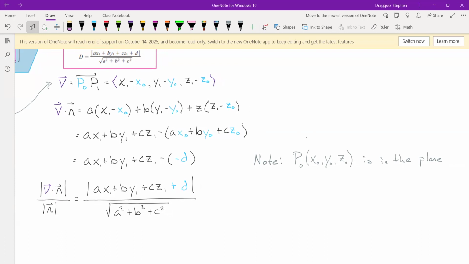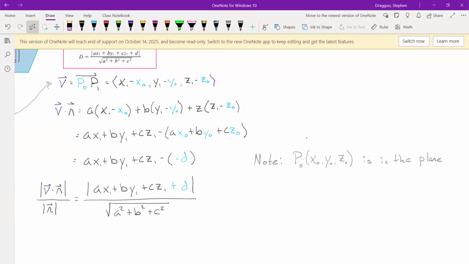But I don't necessarily know what that point is going to be. I have to go pick one. But I'm going to argue that it doesn't actually matter what point I pick in that plane, because if I take the dot product of its position vector with the normal vector, that's exactly what I've got going on in the equation of a plane.